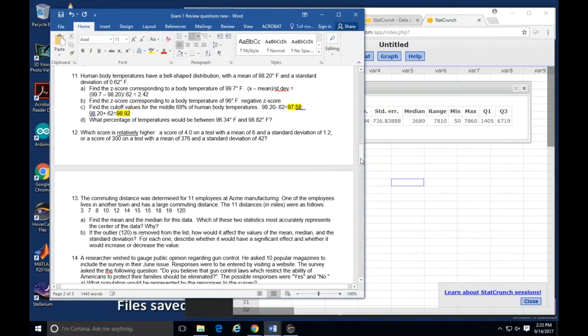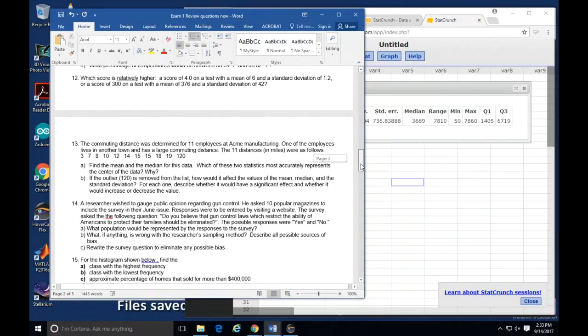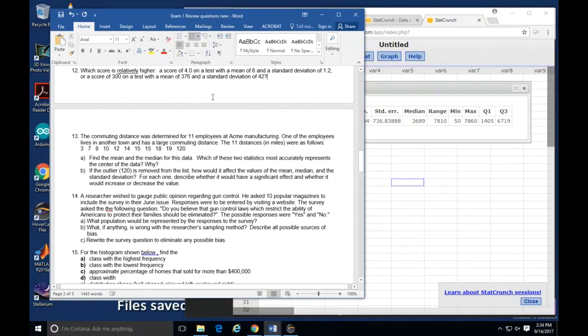Okay, then let's look at number 12. If you have a question that asks you about something like this, about 2 different tests with 2 different means and standard deviations, and it asks you which score is relatively higher, what you're looking for is the one with the greater z-score. So you would figure out the z-score for each one of these test scores and then compare the 2 z-scores to find the answer for this.